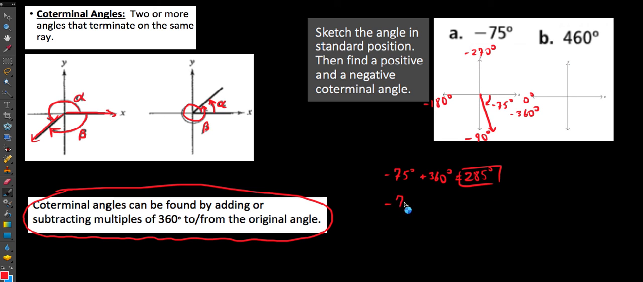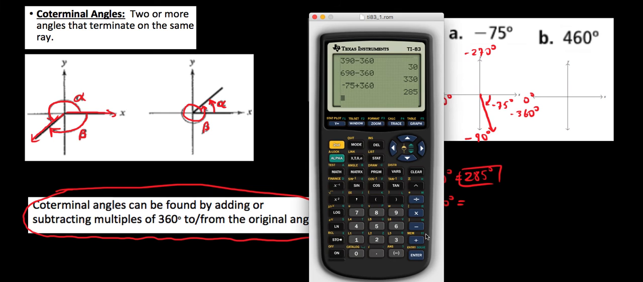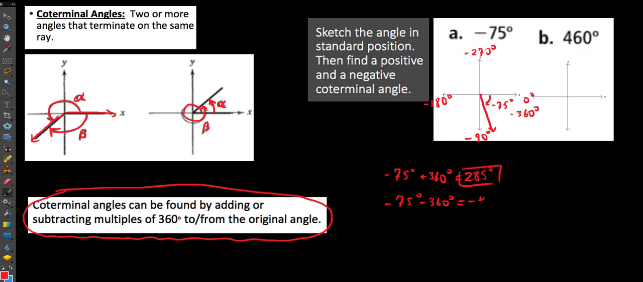If we were to take negative 75, for instance, and subtract off 360 degrees, then grabbing our calculators again, negative 75 minus 360, we would get negative 435 degrees. These would both be stopping in the same place as the original angle. We could just go ahead and illustrate the first one here. If we were to graph a 285, that would be at least 270 in this direction plus another 15. You can see that a 285 degree positive angle would be coterminal with a negative 75 degree angle.